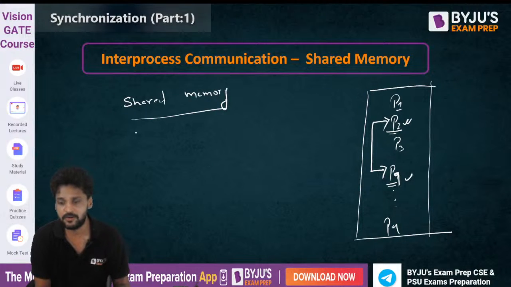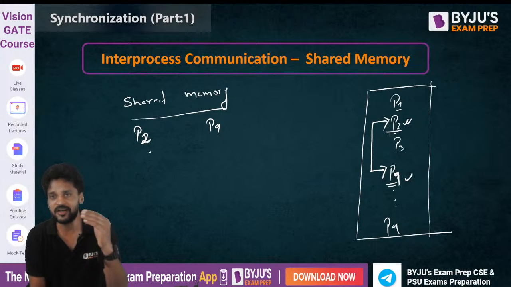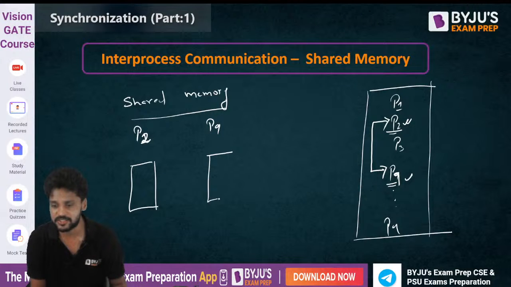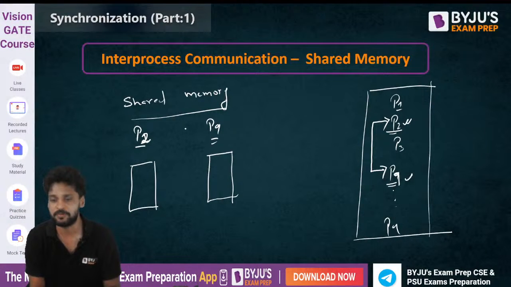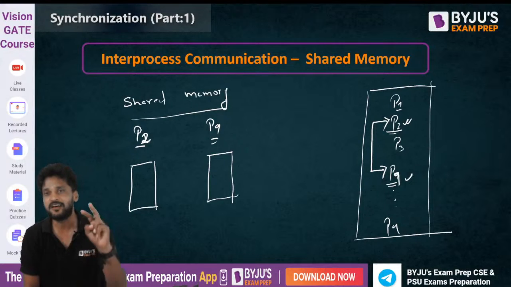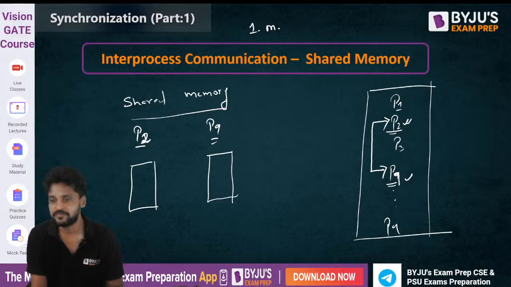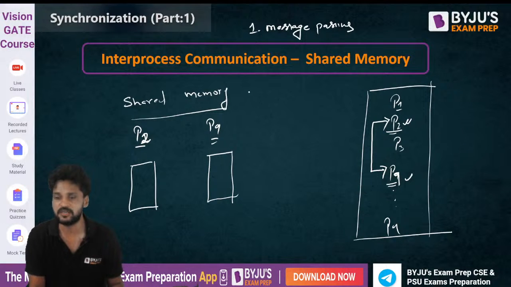Understand carefully. Here in our case, P2 and P9 would like to communicate with each other. When P2 is executing, you already know that P2 will have its own memory, right? P9 also will have its own share of the memory, where P9 gets loaded, where P2 gets loaded in their respective memory segments. But P2 would like to communicate with P9, and vice versa. There are two ways the operating system can establish the communication. One is message passing. Second one is shared memory.